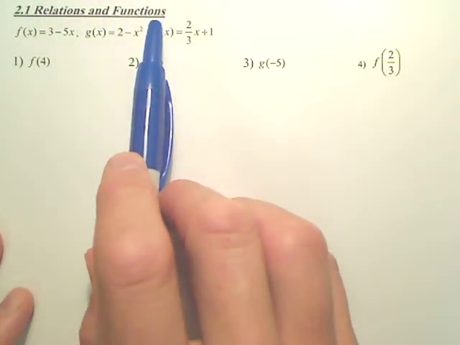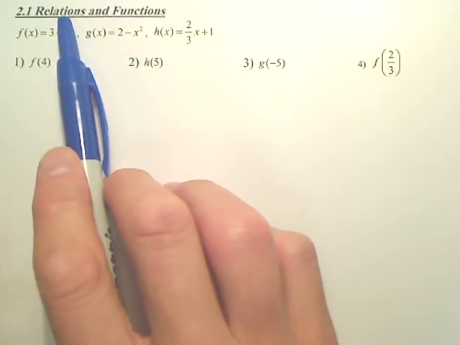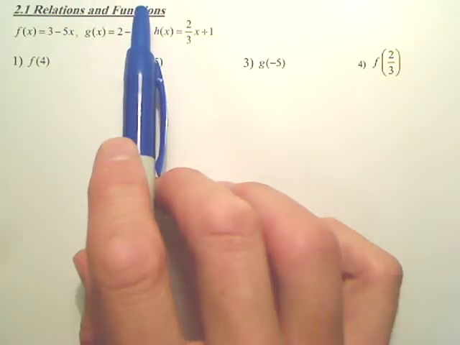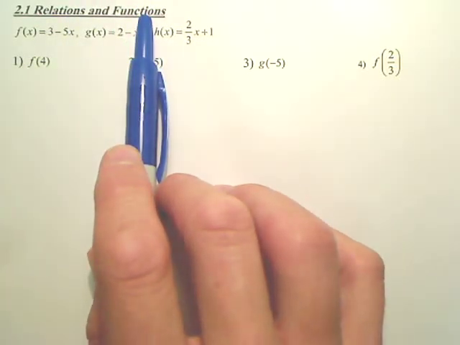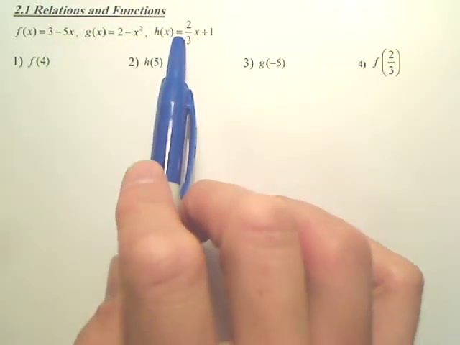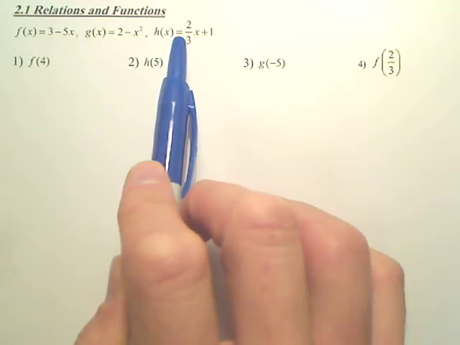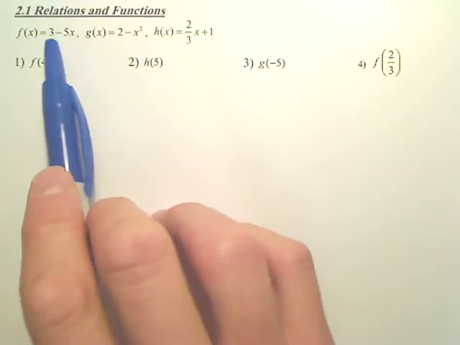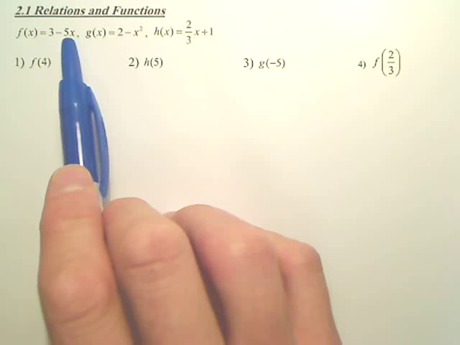Relations and functions. A relation is an equation. A relation, if it functions properly, is called a function. These are relations. A relation means you plug something in, you get something out. Could you plug a number in for x here? Yeah. And you'll get something out when you do the math.